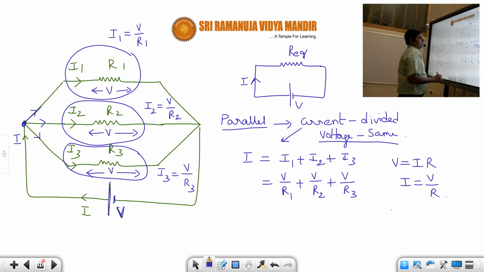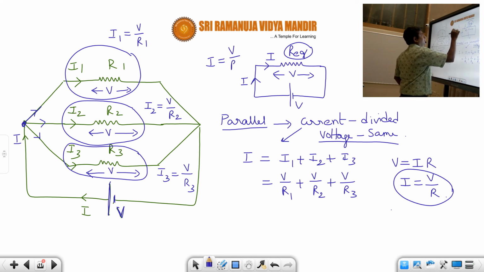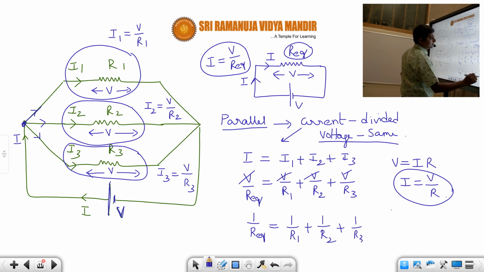Now on the left hand side, when you replace all these resistors with this single resistor R equivalent, here also I know the voltage across R equivalent is V and the current passing through it is I. So I can write I equals, according to Ohm's law, voltage by resistance, so V by R equivalent. Now V will get cancelled. So 1 by R equivalent is equal to 1 by R1 plus 1 by R2 plus 1 by R3.